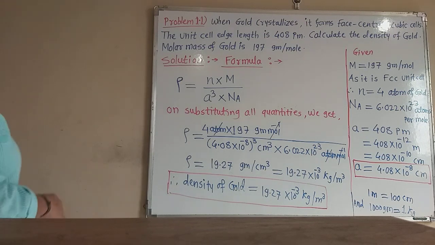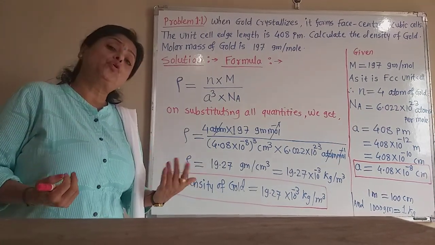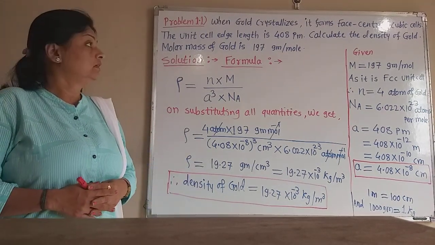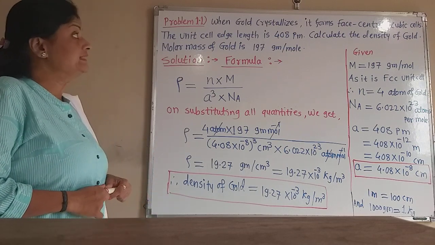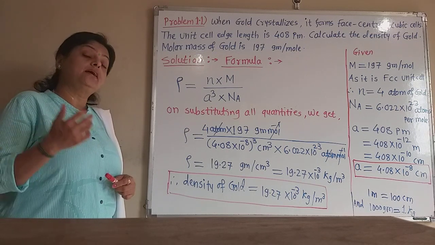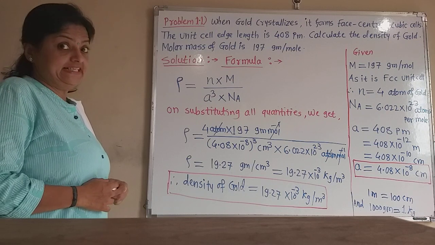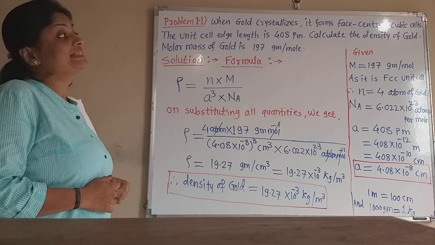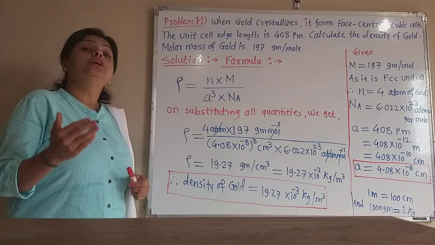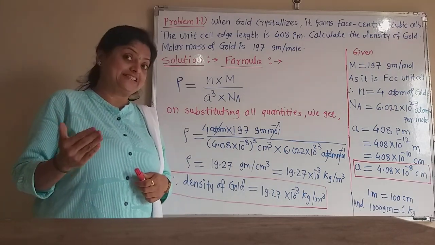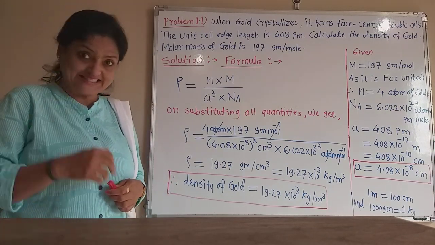Now let us solve the numericals on the density of unit cell or volume of unit cell or edge length. Numerical number 1, that is problem number 1, asks us to calculate the density of gold. When gold crystallizes, it forms face-centered cubic cells, that is FCC. That means the unit cell of gold is of the type face-centered cubic unit cell, FCC.